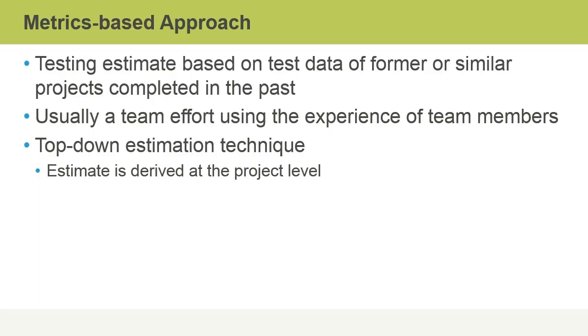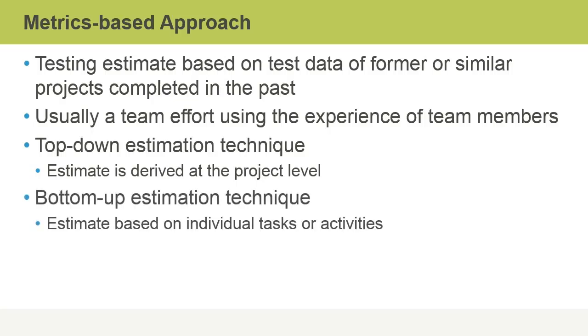First, a top-down estimate is derived at the project level and requires an intimate history of test project estimation with similar projects. A bottom-up estimation is derived by considering individual tasks or activities and accounting for effort, resource requirements, including hardware and software, and then working your way up. It's typically more time-consuming, but can be more accurate due to the nature of this technique.